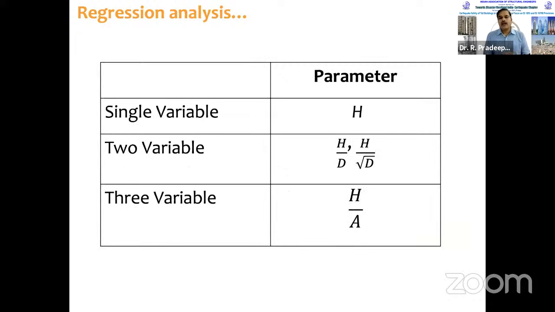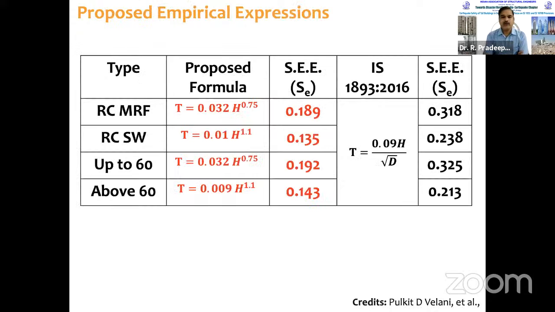And then what are the parameters to be used for the empirical expression? We can use a single variable for defining natural period, a 2-variable formula where both the dimensions are used, and a 3-variable formula where h, l, and d can be used. So single, 2, and 3. What we found was the single variable formula is more efficient. You can see this is a summary.